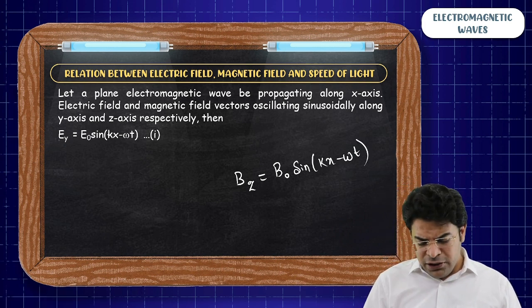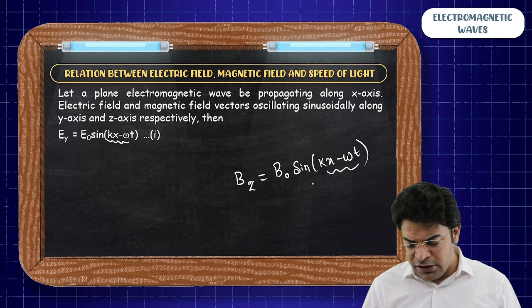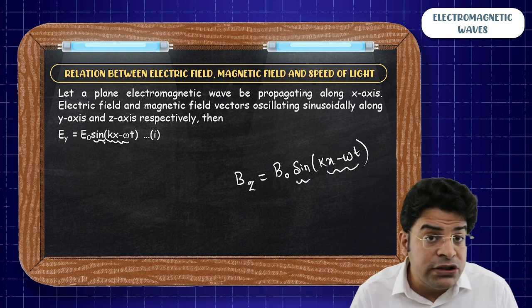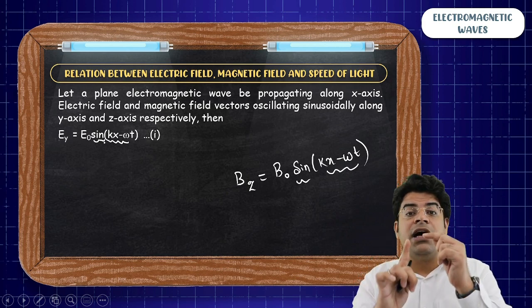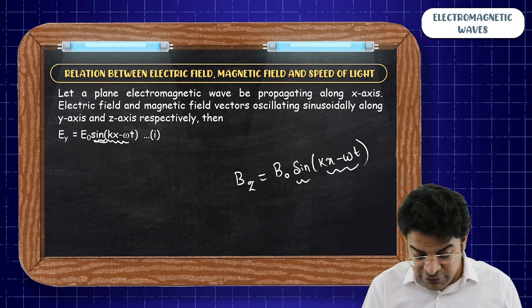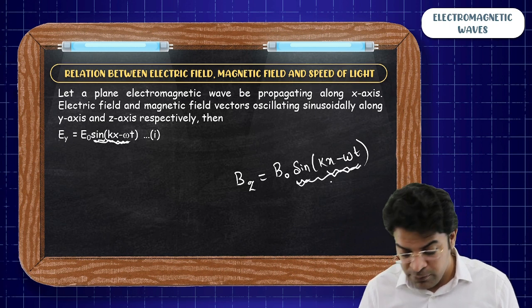Sir, how did you know that the input will be the same and the trigonometric function will be the same? Because the electric field and magnetic field oscillations are in the same phase. That's why I have kept the trigonometric function as well as the input the same.